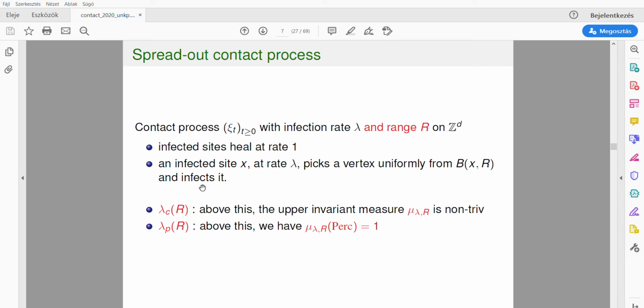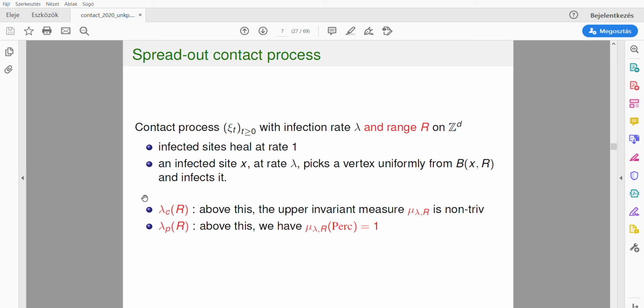This is the parameter lambda such that if you are above it, then the upper invariant measure is non-trivial. So there is a non-trivial epidemic stationary state with a positive fraction of infected sites if the infection parameter is above this lambda C, which now depends on R.